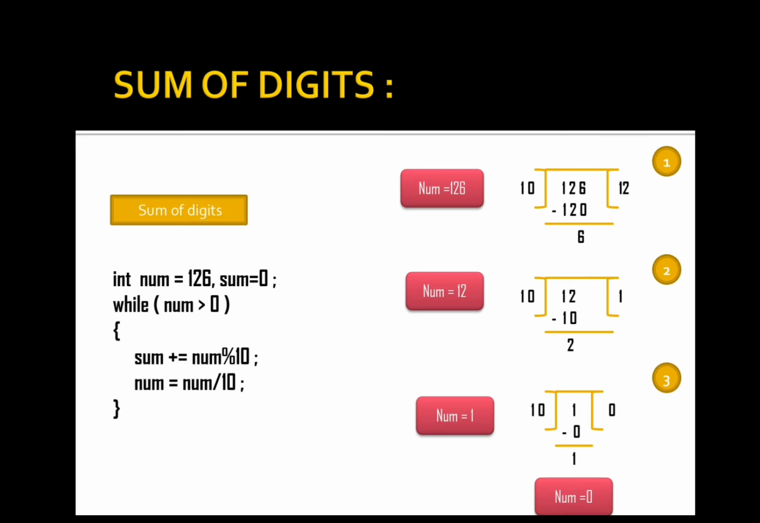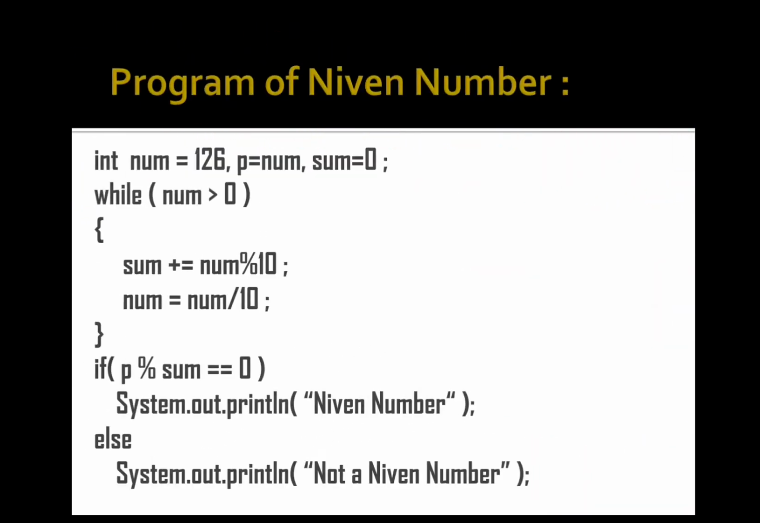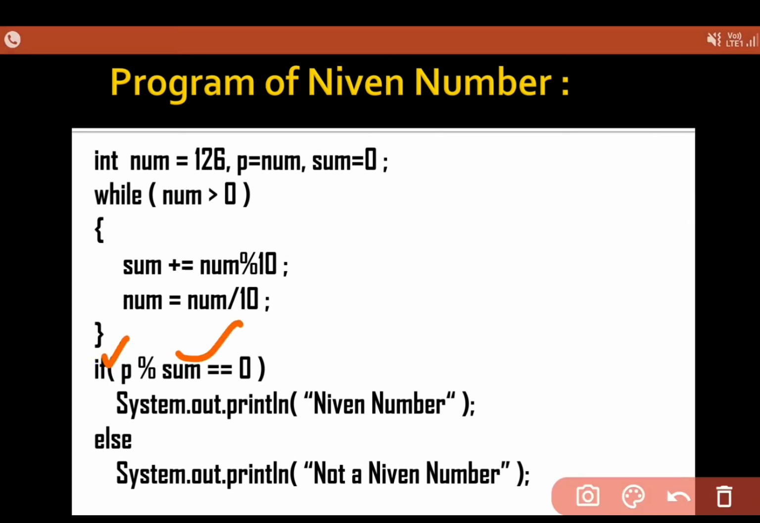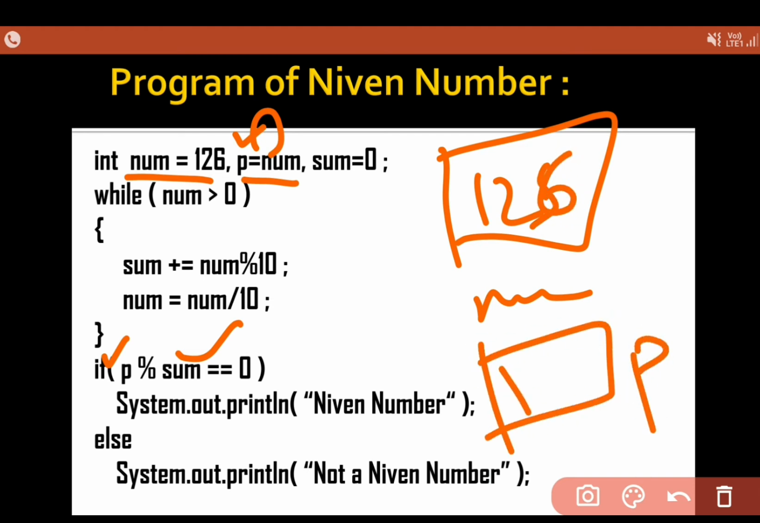In this way we can have our sum of digits. 6 plus 2 is 8 and 8 plus 1 is 9. Now we have to apply this logic in Niven, because we want the sum of digits and then we have to divide the original number by our sum of digits. The original number is 126. I made one copy of the original number. Num is 126, I am storing 126 in P also.